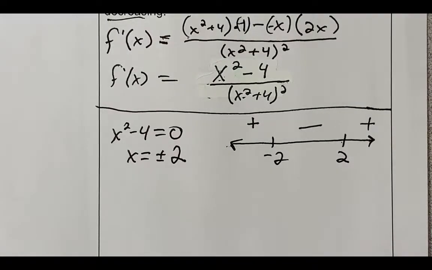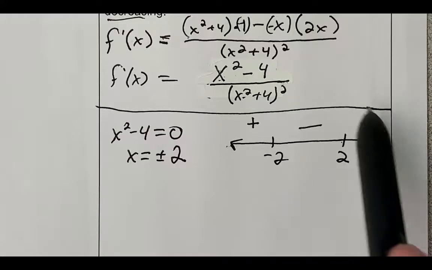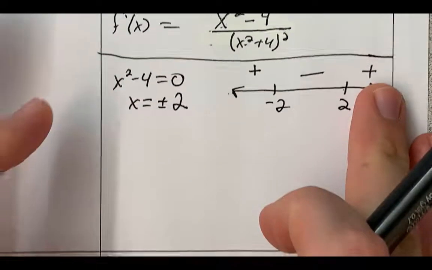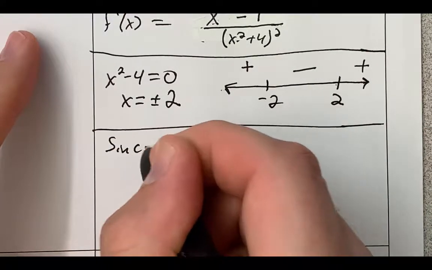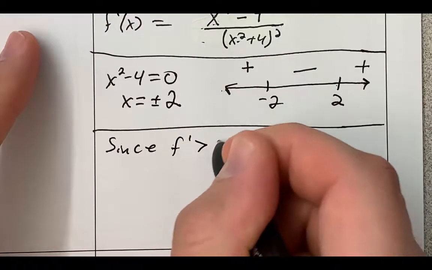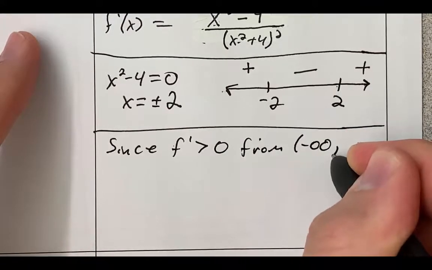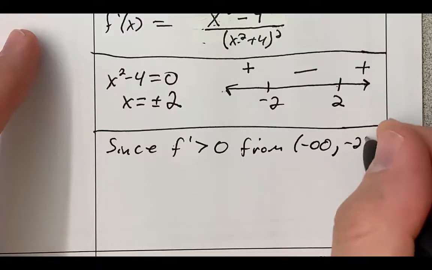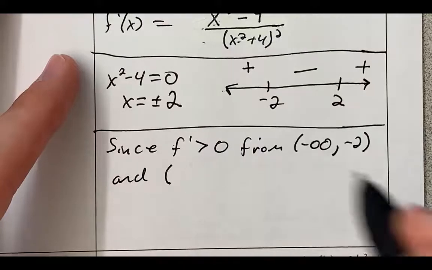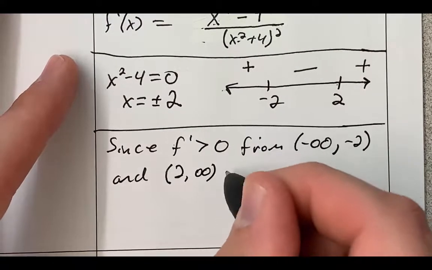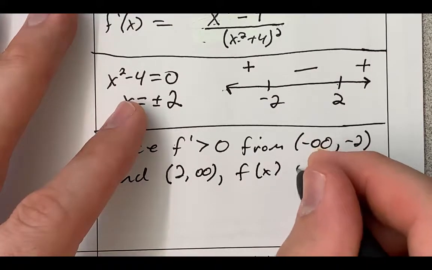Now, the AP test is sort of picky. If it says to justify your answer, you can't say that your sign chart is the justification. You actually have to write out what I'm about to write. So you have to say, since f prime is greater than 0 from negative infinity to negative 2, and from 2 to infinity, f of x is increasing on those intervals.